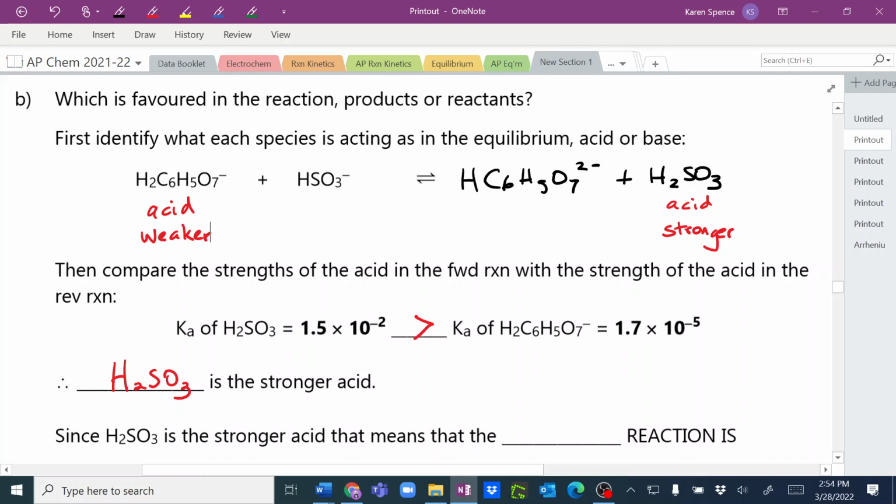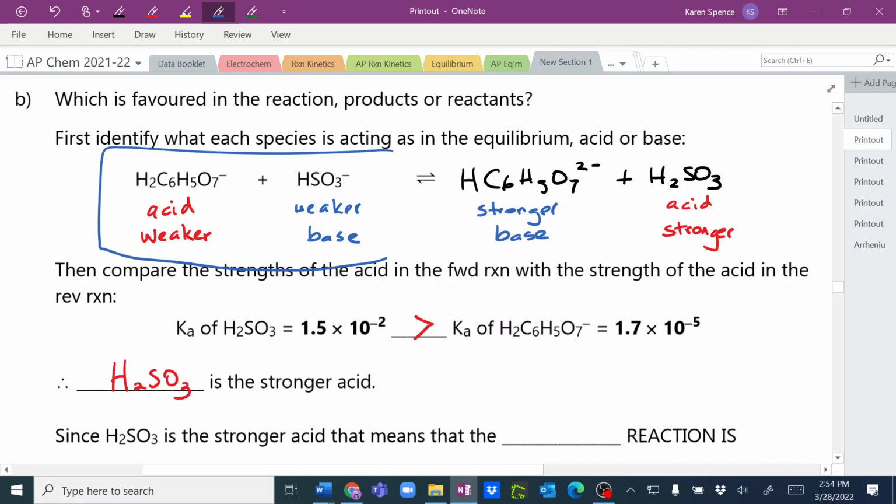Anyway, so we have our weaker acid over here. What does that tell us about the strengths of our bases? Who is this weaker base? HSO3 is the weaker base, and this will be the stronger base. And the weak ones are favored.